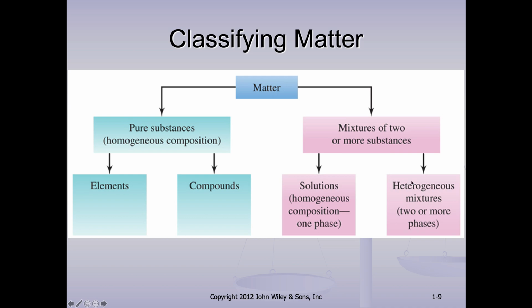You might be familiar with the prefixes, hetero meaning different, homo meaning same. So a mixture that is heterogeneous means you can kind of tell it's mixed. The properties are not evenly distributed. A homogeneous mixture is evenly mixed. And then pure substances come in elements and compounds. The next slides will go through this as well.